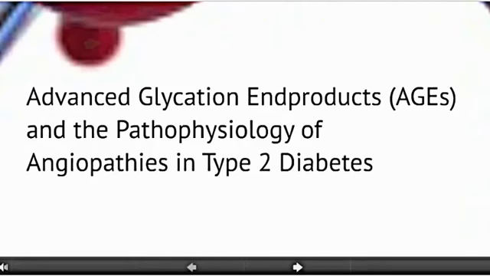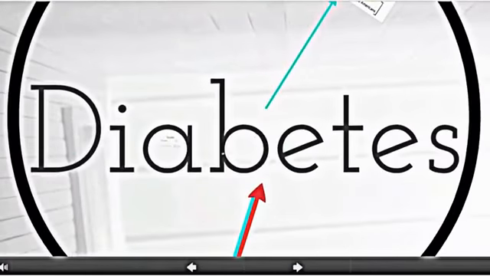Advanced glycation end products and the pathophysiology of angiopathies in type 2 diabetes. Diabetes is a disease of altered chemistry and metabolism of both carbohydrates and lipids.